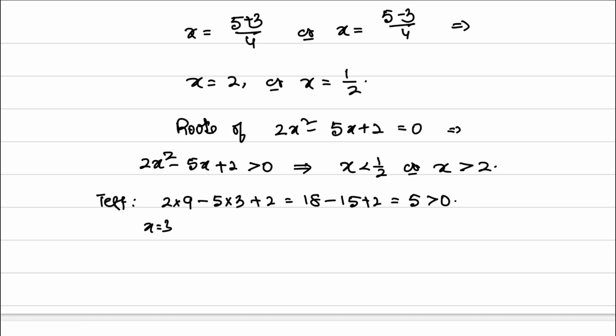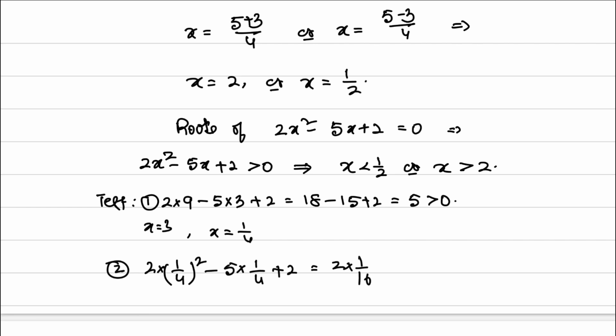Let us say x is equal to 1 by 4. This is the first test. Second test. 2 into 1 by 4 whole square minus 5 into 1 by 4 plus 2. That is equal to 2 into 1 by 16 minus 5 into 1 by 4 plus 2. 16 is the LCM. That is 2 minus 20 plus 32, 34 minus 20, 14 by 16. That is greater than 0.